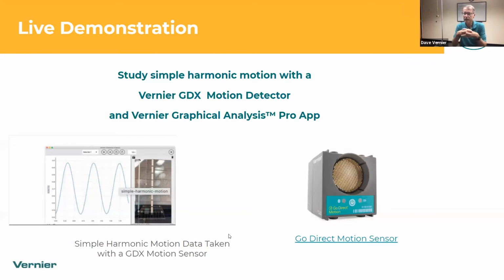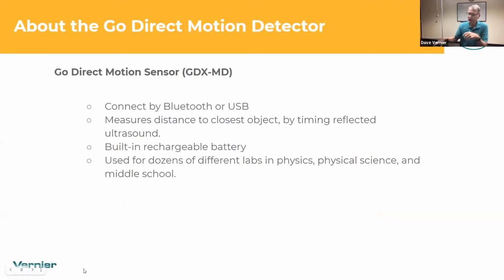Next slide there, Angie. The motion sensor is really pretty cool. We have the whole family now, about 45 different sensors. They all connect by Bluetooth or USB. They all have rechargeable batteries. You charge them through the USB cable, but you can also use the USB cable to make the connection to a computer if your computer or Chromebook has a USB port.